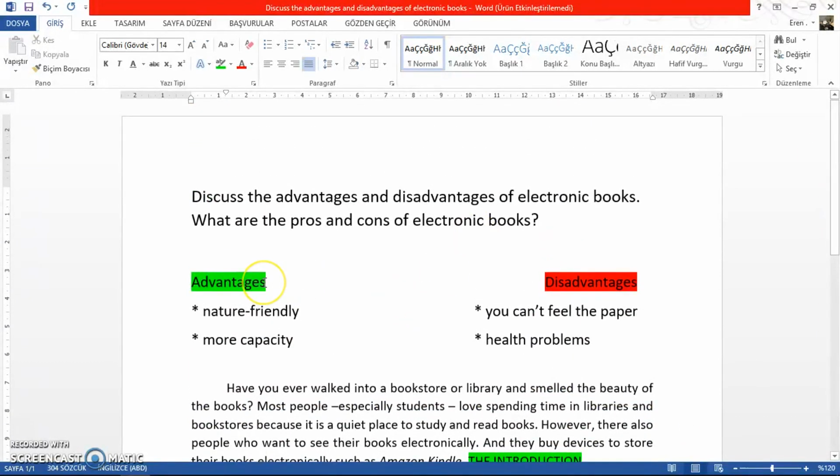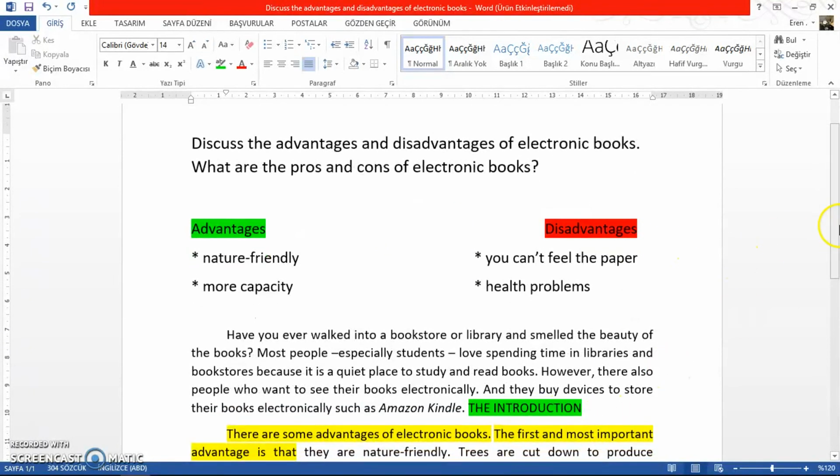So I wrote the advantages and disadvantages. In our institution we told our students that at least 2 advantages and 2 disadvantages would be okay, but you can write more than that, okay? I mean, 2 is the optimum number. You can write more than 2, let's say up to number 4, but you can't write only 1 advantage or only 1 disadvantage. Keep that in mind.